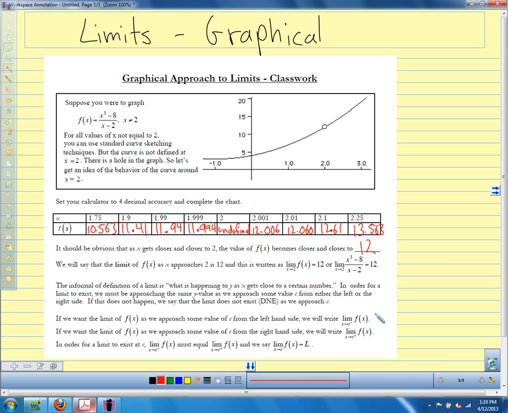And what we say is that the limit of our function as x approaches 2 is 12. And this is the notation we use to write that. The limit as x approaches 2 of f of x equals 12, or you can just write out the function. As x gets closer and closer to 2, my function value, my y value, gets closer and closer to 12.